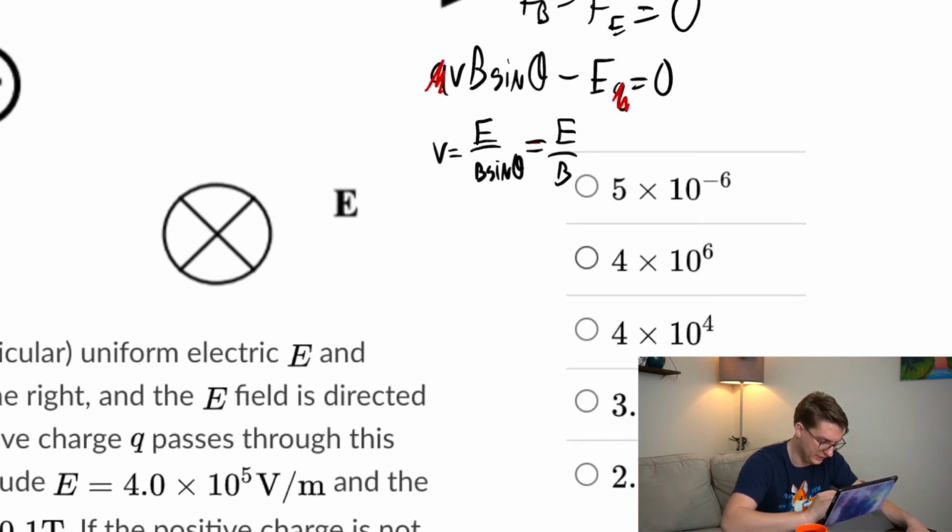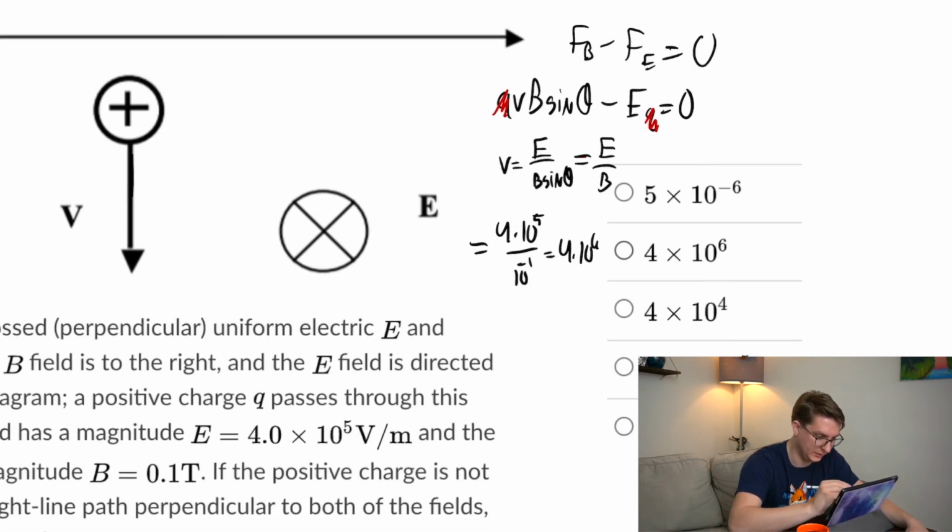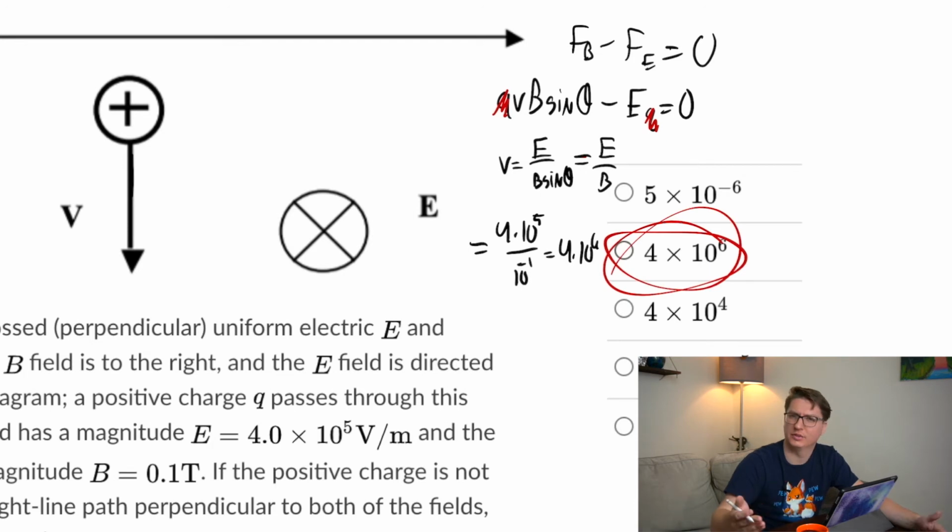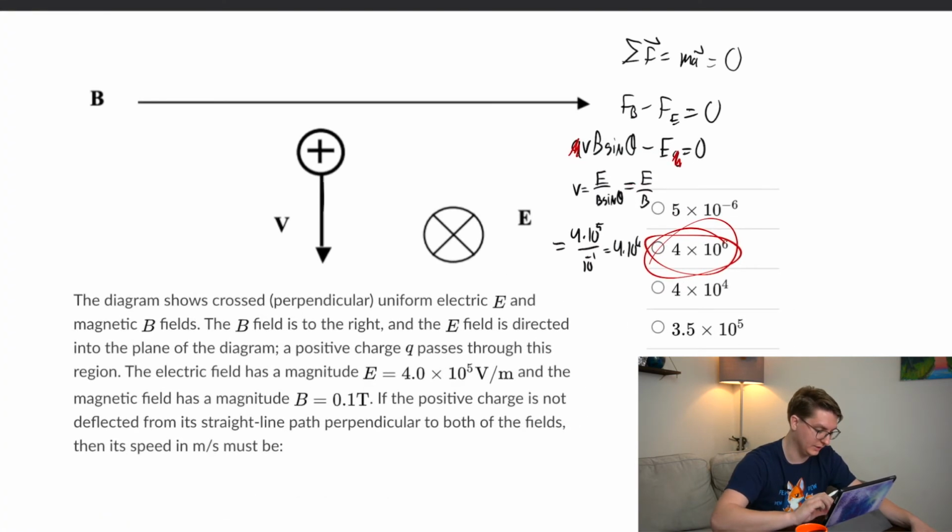We don't need a calculator here. We have 4 times 10 to the 5 divided by 10 to the negative 1. When you divide by 10 to the negative 1, it actually makes the number bigger. You get 4 times 10 to the 6. Is that an option? Yes, that is that option. There we go. So that's moving pretty dang fast. Again, the speed of light is about 10 to the 8th, so it's about 1/100th of the speed of light. So that's still reasonable. We can still use classical mechanics until we have to start using special relativity. Okay, let's keep going.